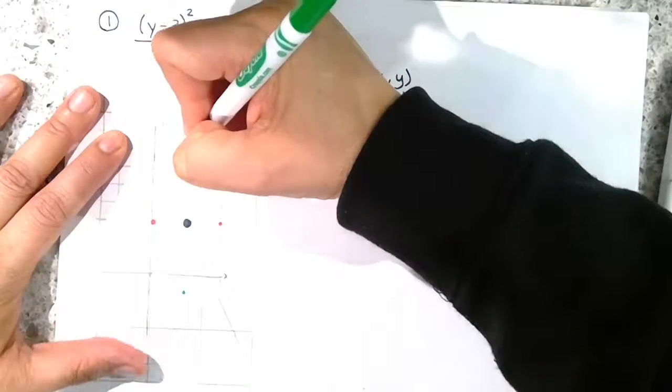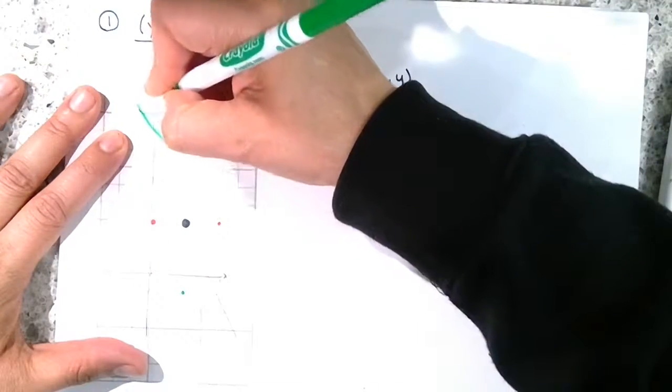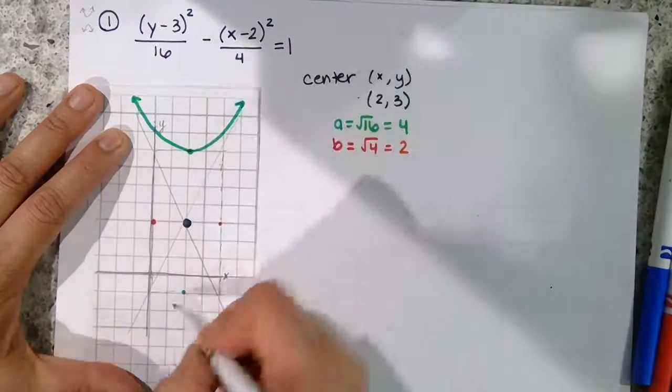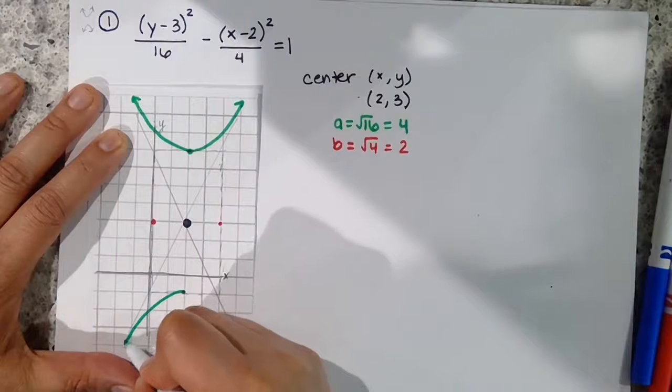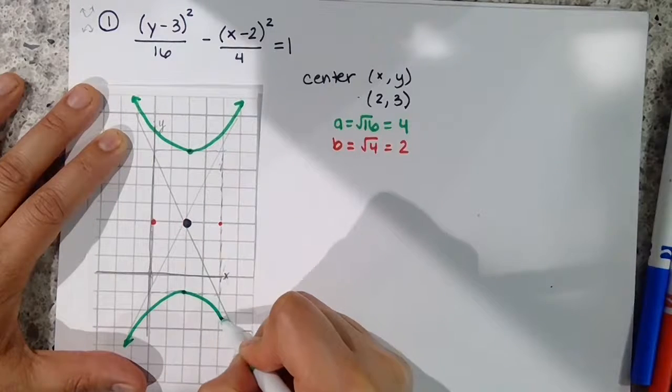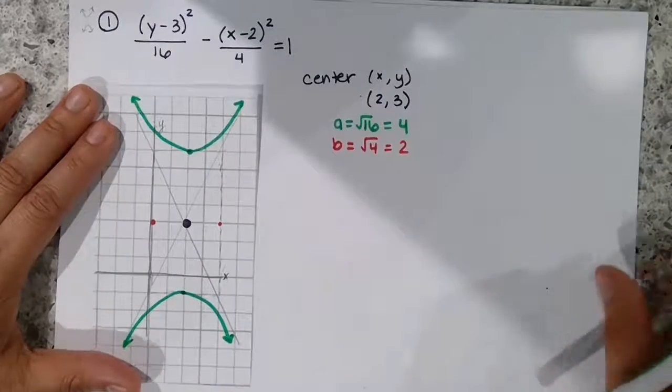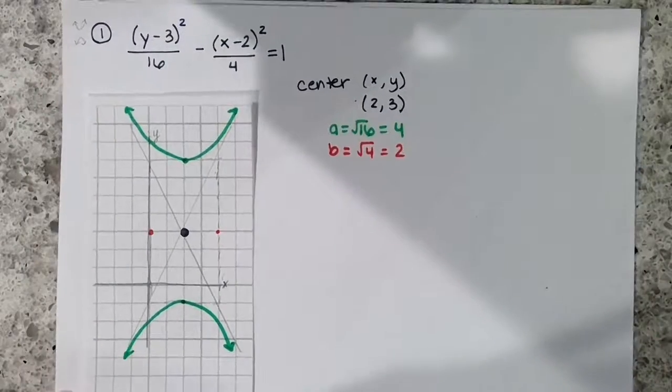So your hyperbola is going to get really close on both sides, but never cross it. Okay. And then we're going to find out some other important information on this.